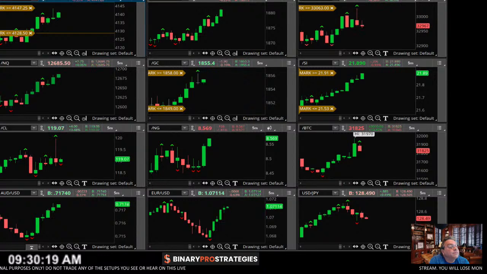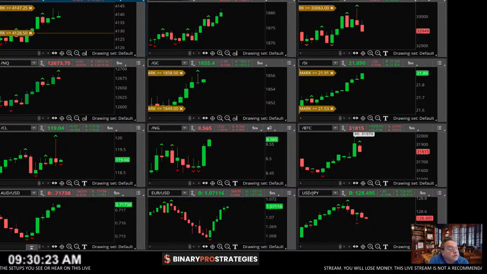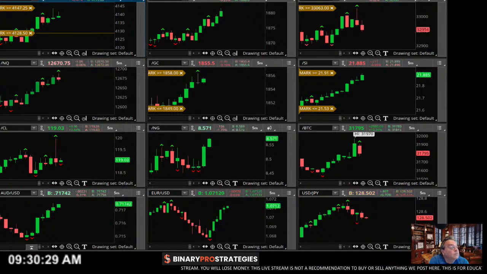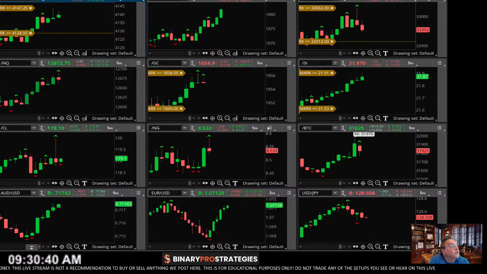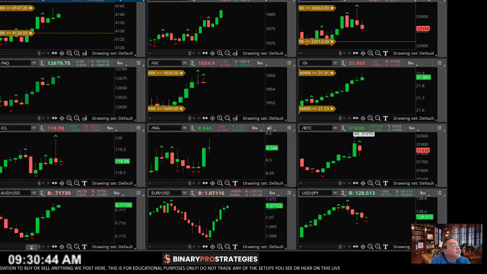Long ES, long YM, long NQ. Give you a target on NQ. NQ target's going to be 127.20. See, this is what I'm talking about. It gets kind of crazy when they're all hitting at the same time. 127.20. Reversal on NQ, which is going to be your mini NASDAQ, is going to reverse at 126.07.5.